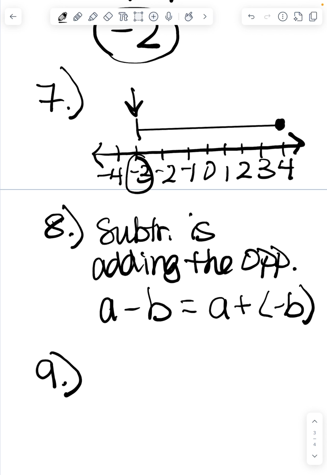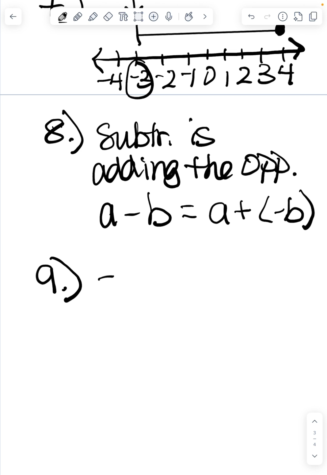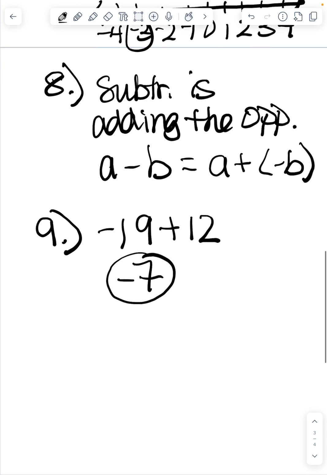Number 9, evaluate each expression. -19 plus 12. Remember how we talked about when you're evaluating expressions, you should not put equal signs and things like that. You should be doing things down in columns. So -19 plus 12, we've got 2 different numbers with different signs. So what that means, different signs, we subtract 19 and 12, we get 7, and then we're going to keep the sign of the bigger number, which in this case is 19.